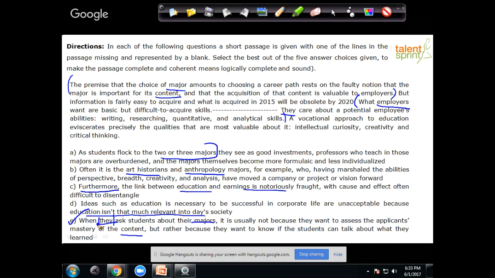There is a clue word here, they, referring to the employers. What employers want are basic but difficult to acquire skills. When they, the employers, ask students about their majors, it is usually blah blah blah. Okay. Now, it seems like, hey, we took so long to arrive at the answer to this question. I would ideally skip this question.